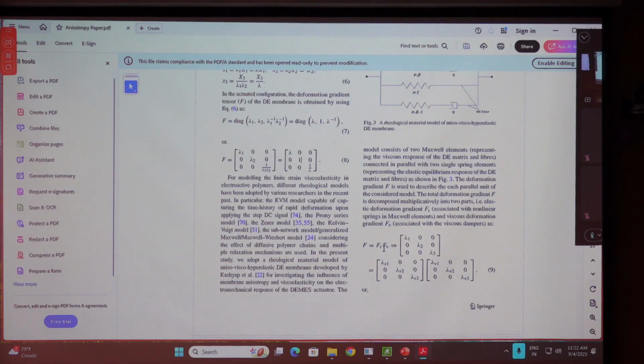We are incorporating the anisotropic and viscoelastic effect. Anisotropy we are taking with the help of the fiber and matrix rheological model. What we are doing with the deformation gradient is decomposing it multiplicatively into Fs and Fv. Fs is for the elastic part and Fv is for the viscous part.